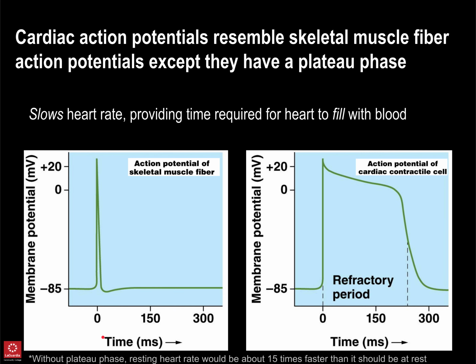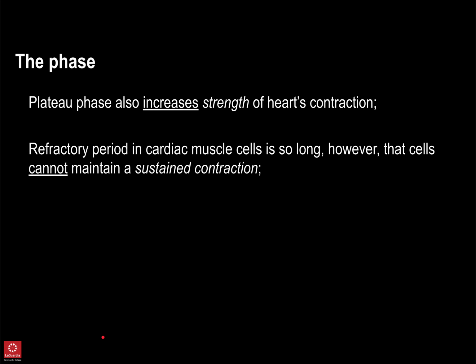So cardiac action potentials resemble skeletal muscle fiber action potentials except for the plateau phase. This helps to slow the heart rate, which provides time for the heart to fill with blood. Without this plateau phase, the resting heart rate would be about 15 times faster than it should be at rest. Let's talk more about the plateau phase. It also increases the strength of the heart's contraction, and the refractory period in cardiac muscle cells is so long that cells cannot maintain a sustained contraction.